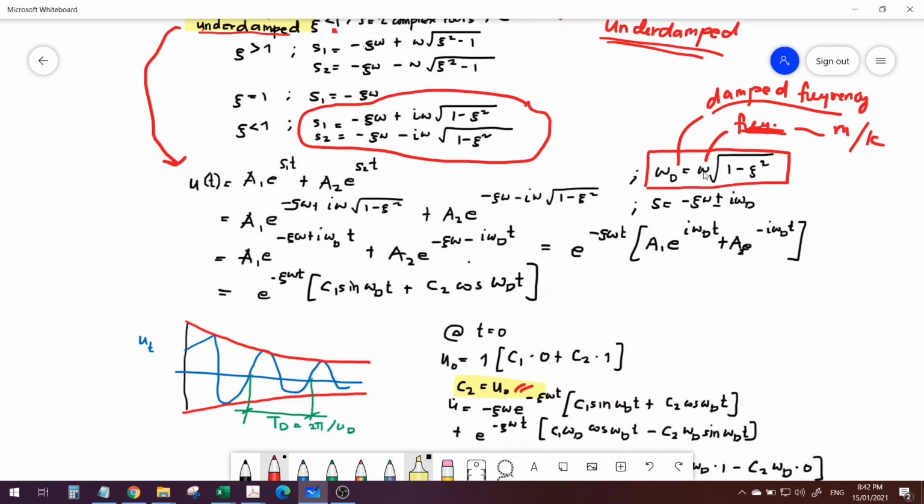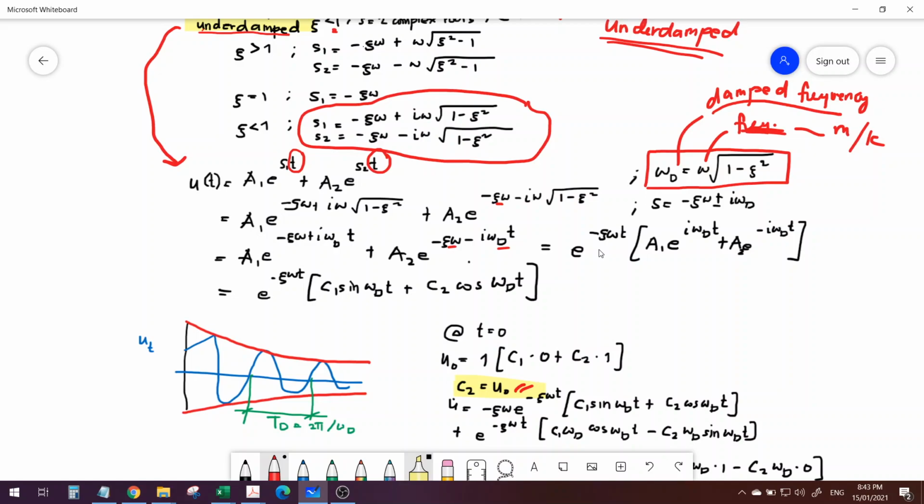Now we can simplify further our equation here to this because we've introduced the damped frequency. So e^((negative zeta omega plus i omega d) t) plus A2 e^((negative zeta omega minus i omega d) t). Remember, meron pa rin tayong t sa ating equation. Then, extract natin yung common factor, which is e^(negative zeta omega t).